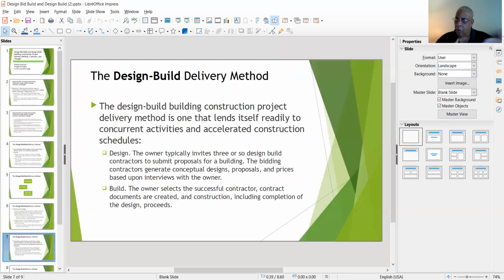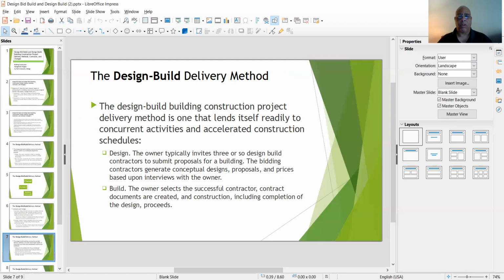Then we go into another method. It's called the design build delivery method. The design build building construction project delivery method is one that lends itself readily to concurrent activities and accelerated construction schedules. There's the design. And here's how it works.